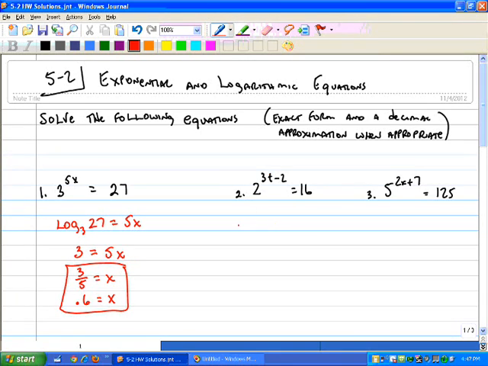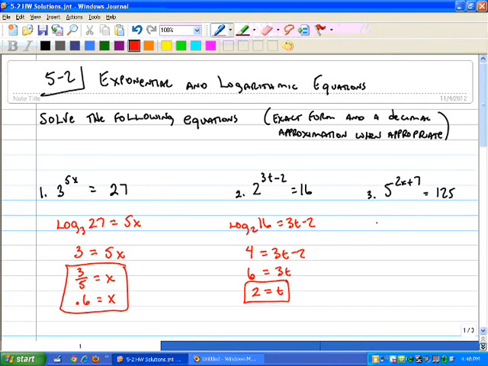Similarly, in number 2, we change the exponential equation to logarithmic form to get log base 2 of 16 equals 3t minus 2. We ask ourselves, 2 to what power equals 16? That's the fourth power, so 4 equals 3t minus 2. We add 2 to both sides, get 6 equals 3t, divide both sides by 3, and get 2 equals t. That is exact form, and written as a decimal it's the same. There's no reason to give a decimal approximation.